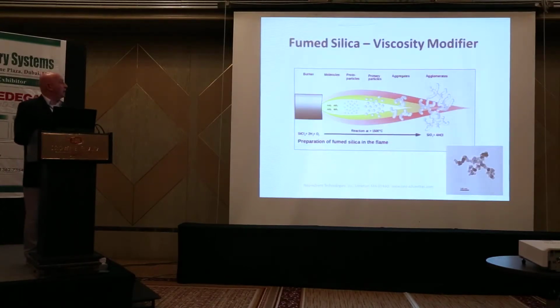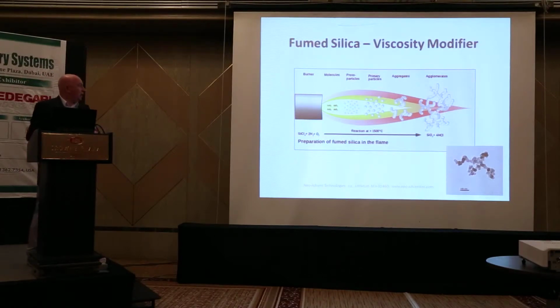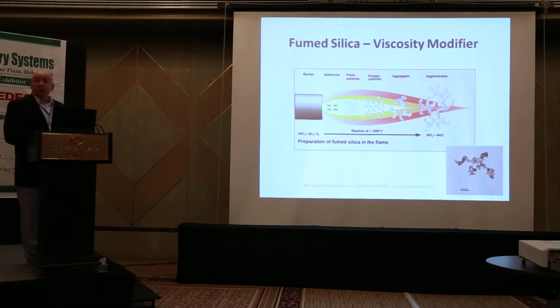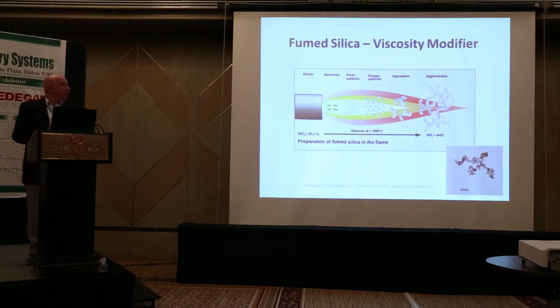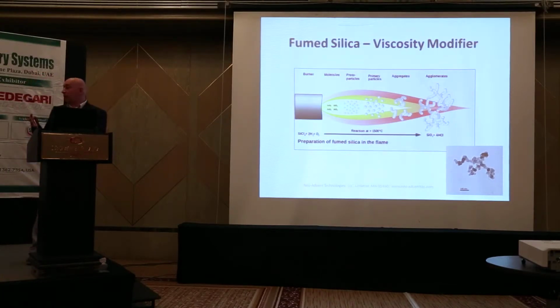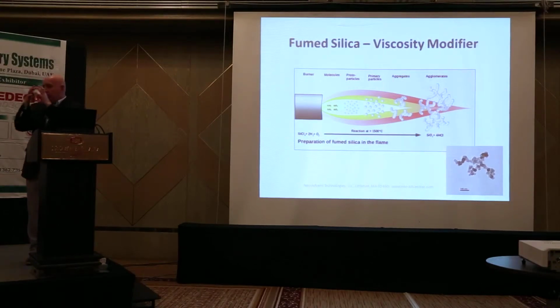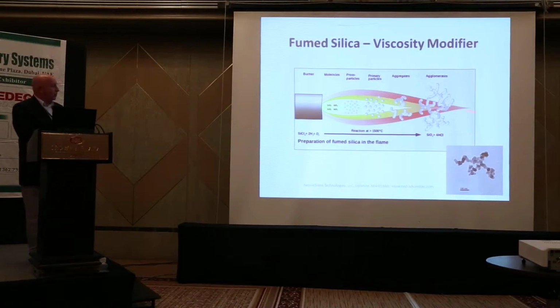Fumed silica is usually obtained by a flame process. You're simply burning silicon chloride with oxygen. So what happens in the end is very branched structures. When we build viscosity, you need these structures because they branch and they don't just stick together very well. And this is an electron microscopy picture of this.